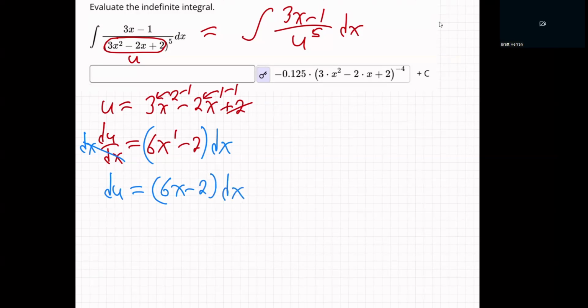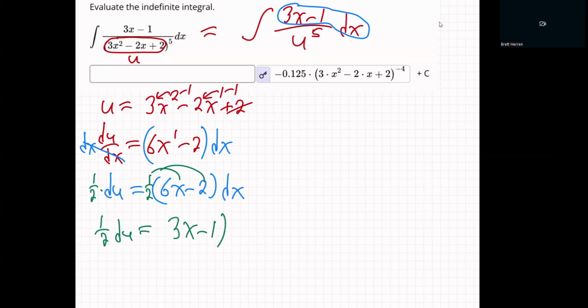Okay, so anyway, we have 3x minus 1 dx. Let's see what we need to do. We've got to multiply both sides by a half, right? Then a half du takes that: what's half of 6? 3. What's half of 2? 1 dx. There we go. So 3x minus 1 dx, wherever you see it, you can replace it with a half du.